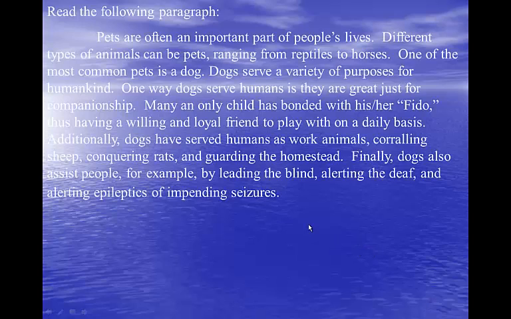Here's the paragraph we're going to be looking at for the rest of this presentation. Pets are often an important part of people's lives. Different types of animals can be pets, ranging from reptiles to horses. And then, of course, one of the most common pets is a dog, and they serve a variety of purposes for humankind. One way dogs serve humans is they are great just for companionship, and many an only child has bonded with Fido, thus having a willing and loyal friend to play with on a daily basis. Additionally, dogs have served humans as work animals, corralling sheep, conquering rats, and guarding the homestead. Finally, dogs also assist people, for example, by leading the blind, alerting the deaf, and alerting epileptics of impending seizures.